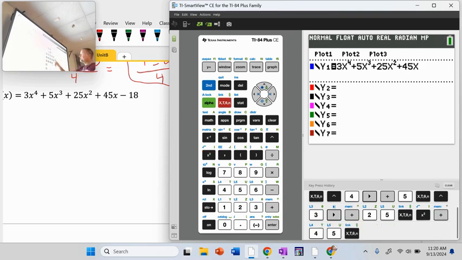Plus 45x. I'm glad someone said, good for your dog. All right.